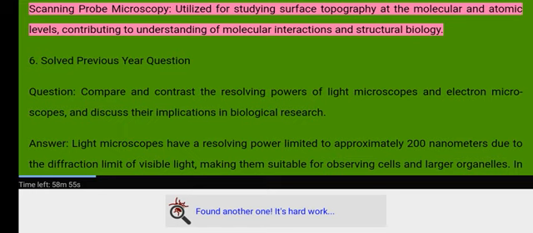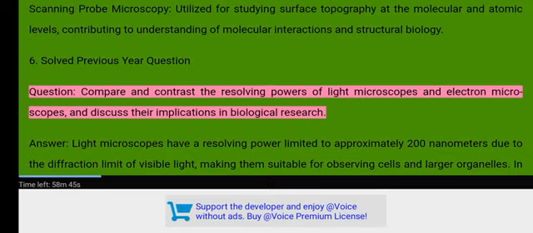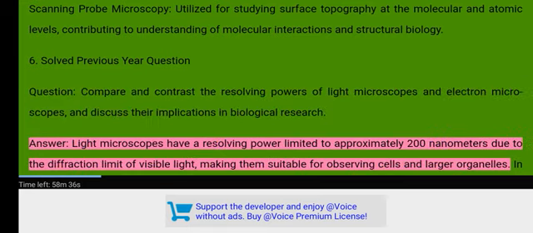Scanning probe microscopy, utilized for studying surface topography at the molecular and atomic levels, contributing to understanding of molecular interactions and structural biology. 6. Solved previous year question. Question. Compare and contrast the resolving powers of light microscopes and electron microscopes, and discuss their implications in biological research.